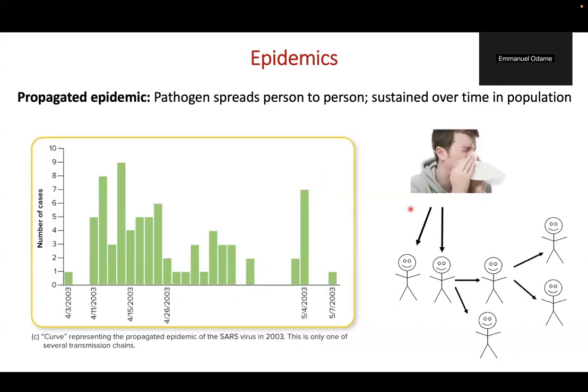Then we also have a propagated epidemic. Basically, the pathogen is spread from person to person. One common one is COVID-19. One person has it, he sneezes on two people, they have it, they keep spreading it and it keeps going. Propagated epidemic is one of the common ways of spreading disease. When someone has it, they can give it out easily, like STIs.